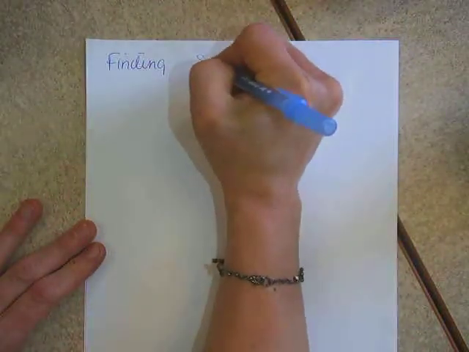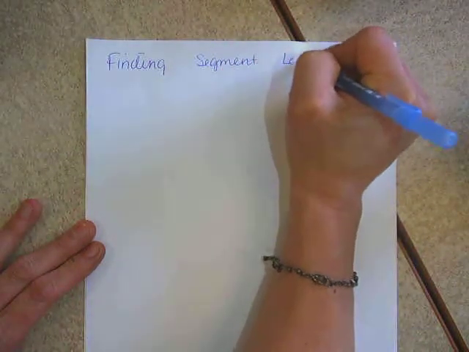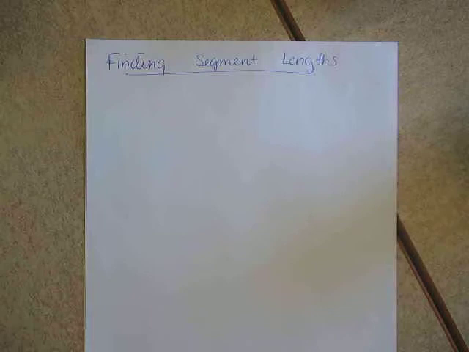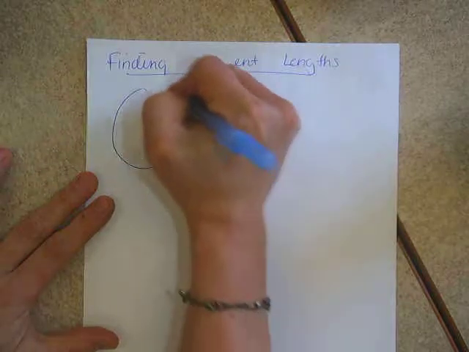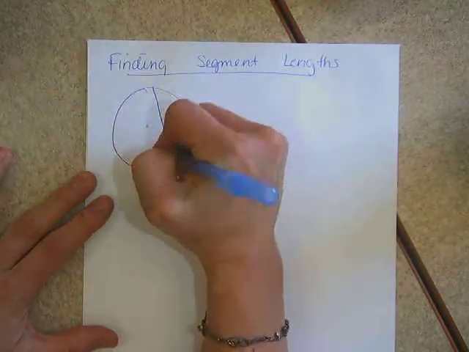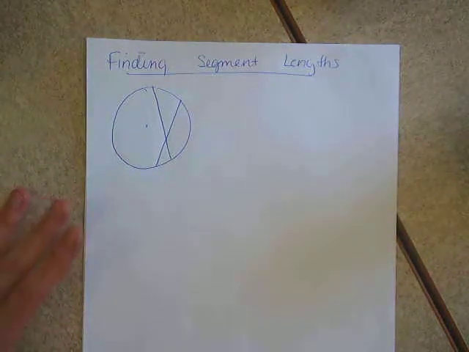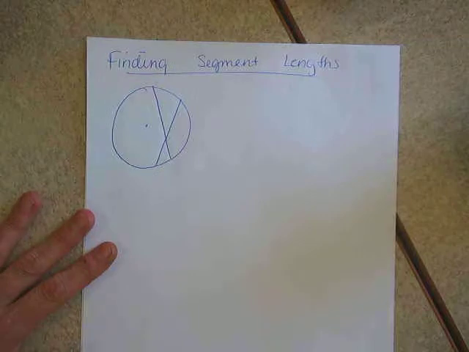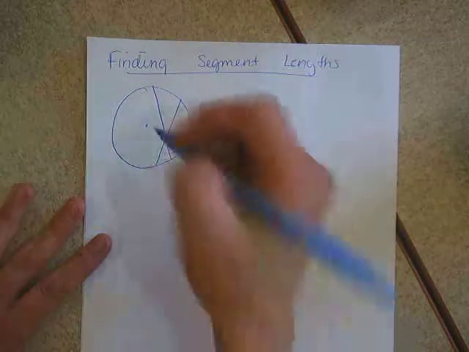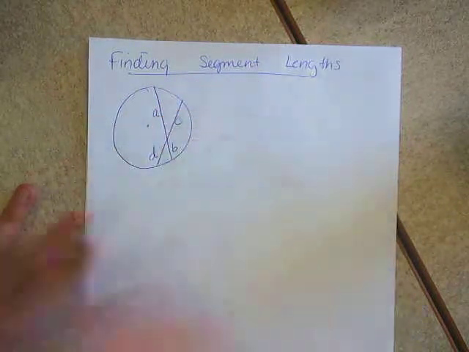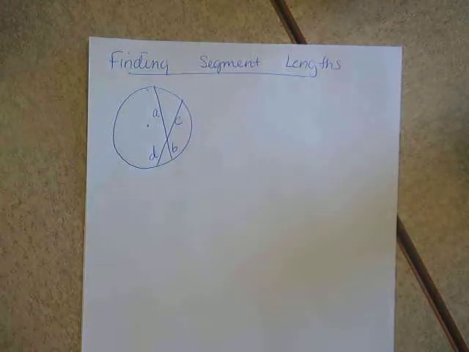So part 2 is finding segment lengths. And we really have 2 theorems, but the second one has a slight variation. The first one has that inside intersection again, not at the center, because if it were at the center, we'd be dealing with radii. So we'll call this A, B, C, D. A and B form a chord, and C and D do also.